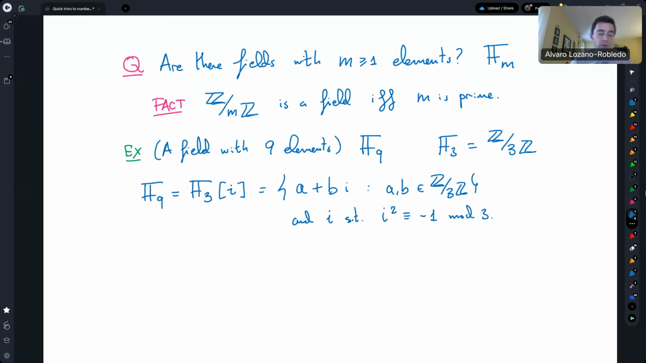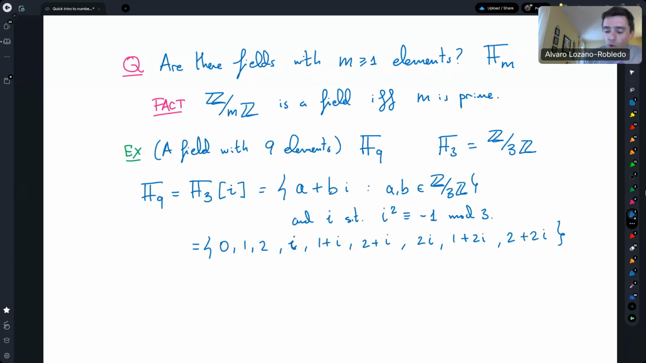That's its defining property. So all the elements that are here are 0, 1, and 2 modulo 3, and then 0 plus i, so just i, and 1 plus i, and 2 plus i, and then 2i, and 1 plus 2i, and 2 plus 2i. That's 1, 2, 3, 4, 5, 6, 7, 8, 9 elements. So that's all the elements in this set, and they form a field.